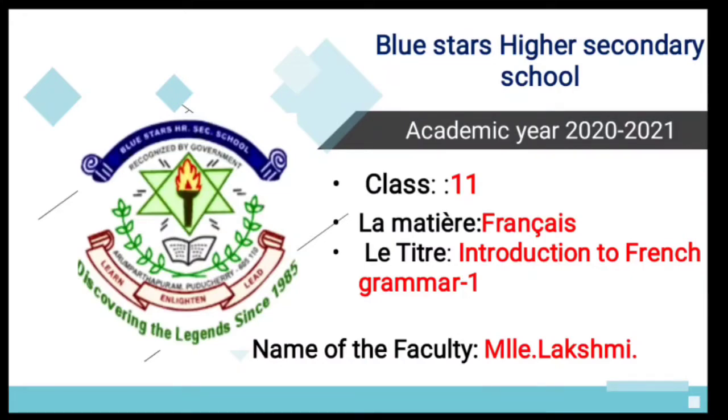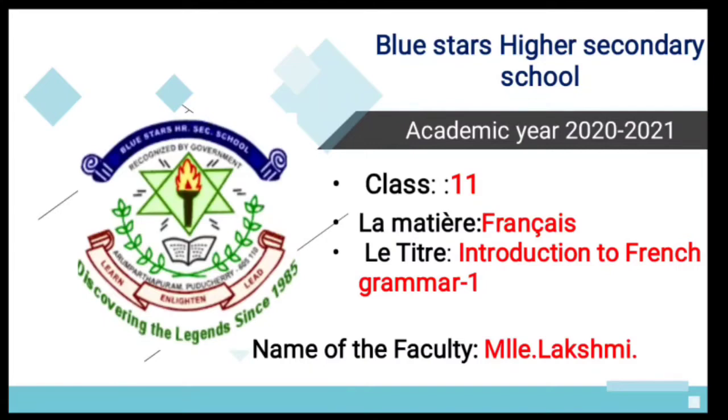Like le point, that is a point. La virgule, it's a comma. Le point d'interrogation, it's a question mark. And fourth one is le nombre, that is number, it's called ordinal number. And let us recall the numbers from 1 to 20.